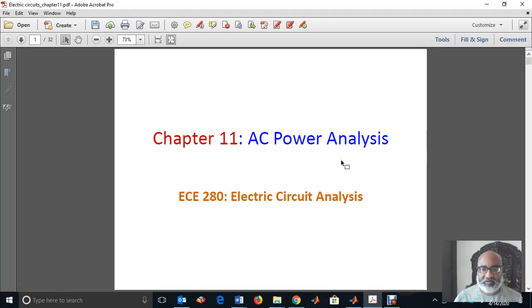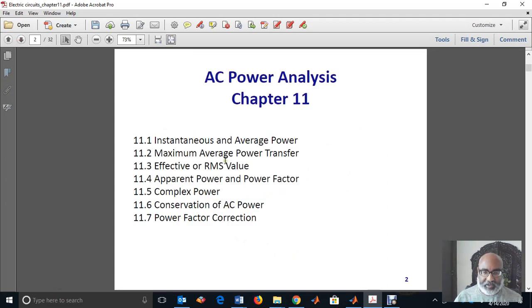Good afternoon, students. In today's class, we will study AC power analysis. The contents of this chapter are: first, we'll discuss instantaneous and average power, maximum average power transfer, effective RMS power, apparent power and power factor, complex power, conservation of AC power, power factor correction. These are some of the topics we will see in this chapter.